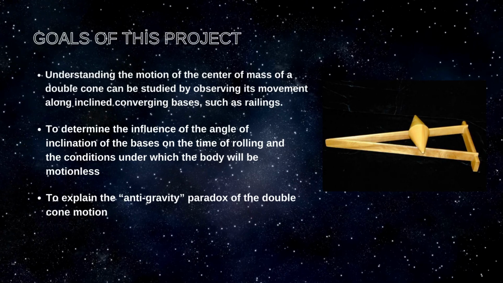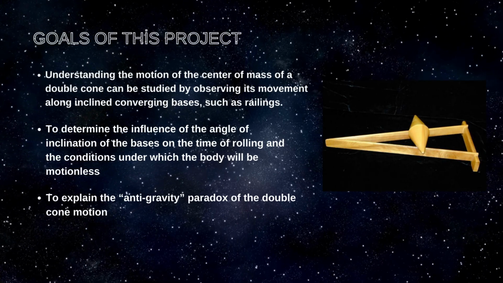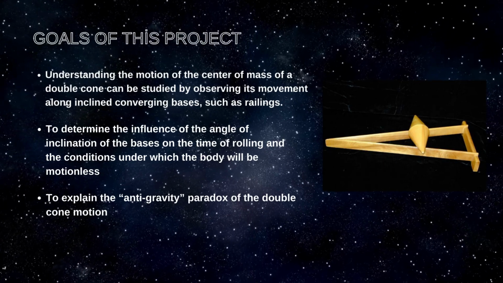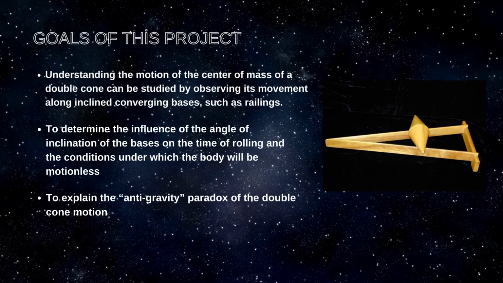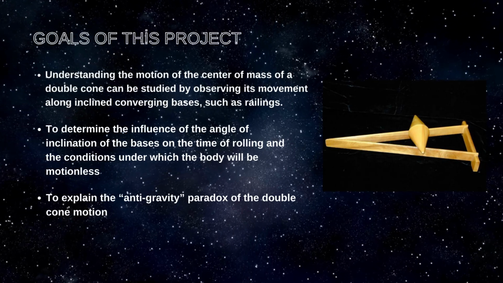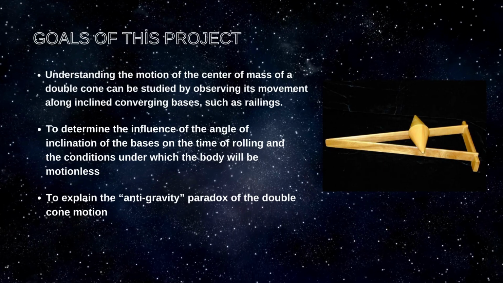The first one is understanding the motion of the center of mass. The second one is determining the influence of the angle of inclination of the bases on the time of rolling and the conditions under which the body will be motionless. The other is to explain the anti-gravity paradox of the double cone motion. Now let's continue with our mechanism.